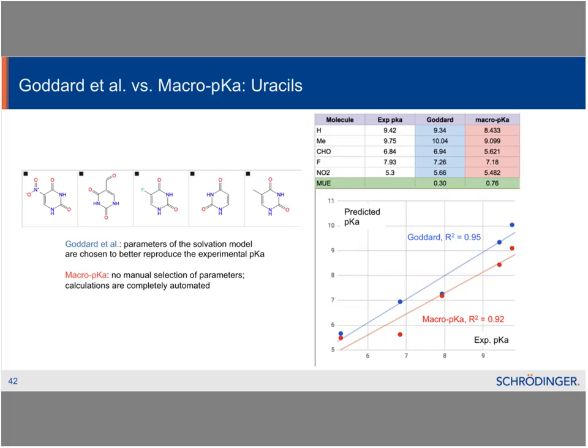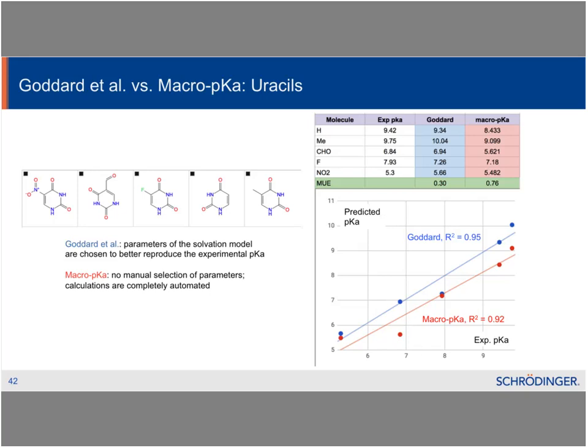But maybe before we look at the results, let me mention one important thing about these papers. In the papers by Goddard, as far as I understand, I read them and I see that they essentially chose the parameters of the solvation model that better represented the experimental pKa. In our calculations, we didn't do any manual selection of parameters that better reproduced the experiment. We just took the black box method macro pKa, we generated all the tautomers and all of the conformers, and then assembled all the energies into the final macro pKas. And here are the results.